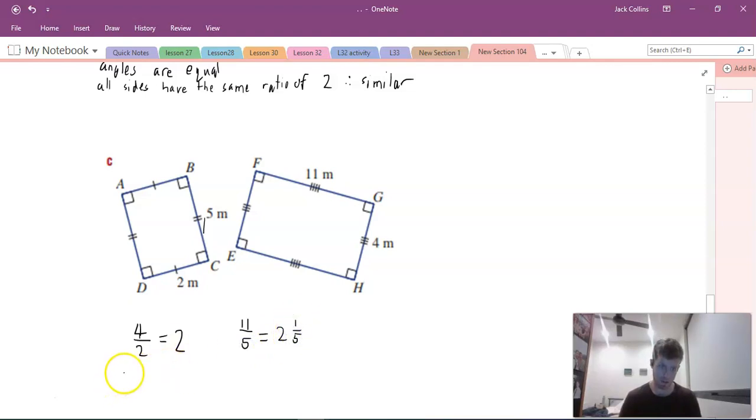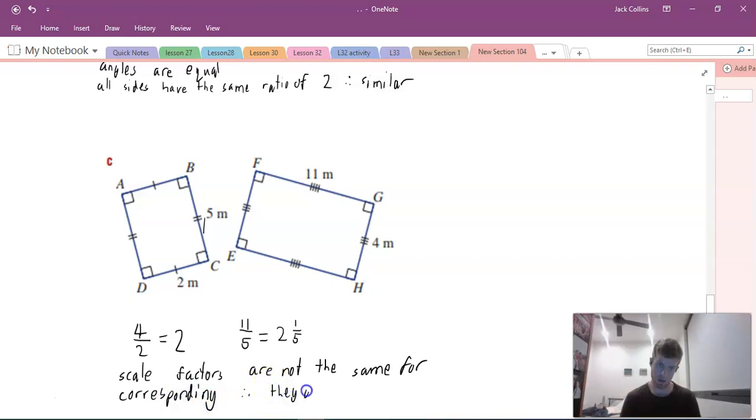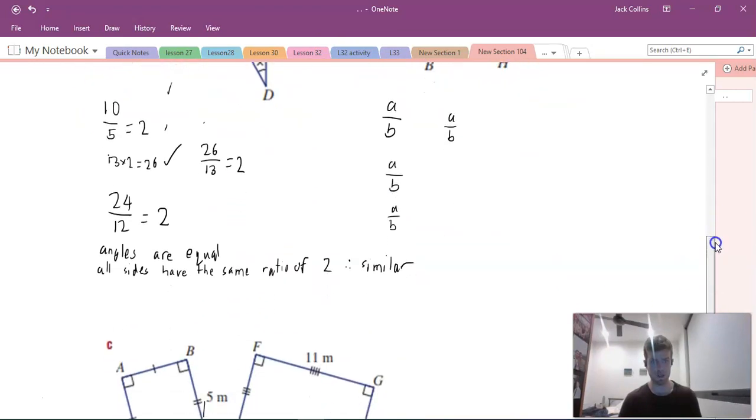So scale factors are not the same for corresponding sides. Therefore, they can't be similar. They can't be similar figures. And you need to explain that using full sentences there. So while all the angles are the same, the sides are not in ratio. So therefore, you cannot say that they are similar.